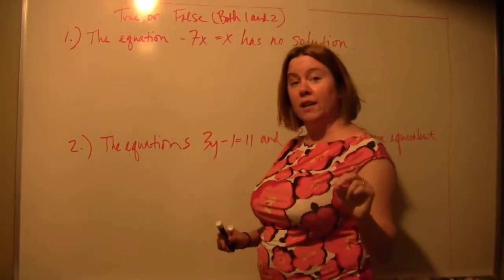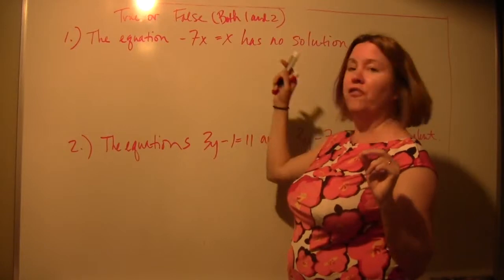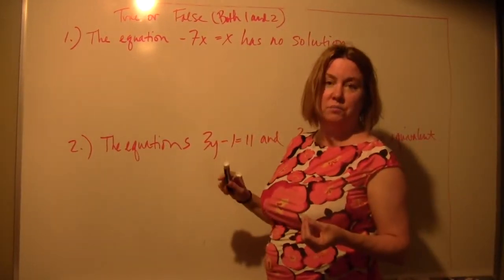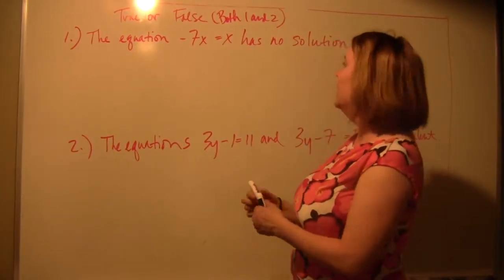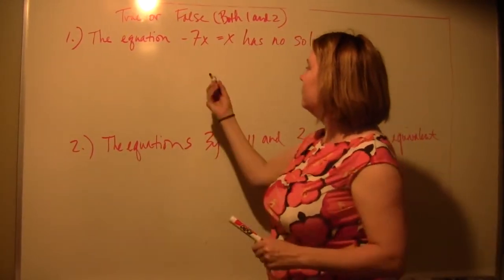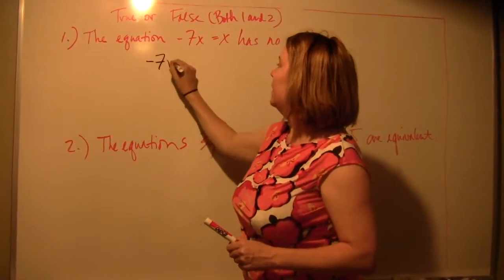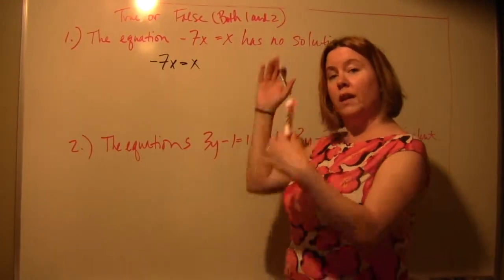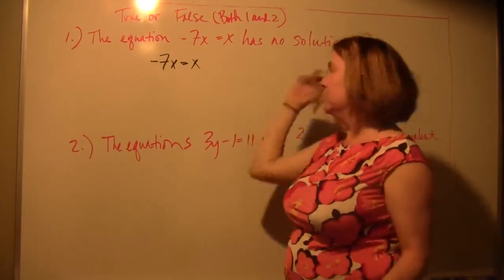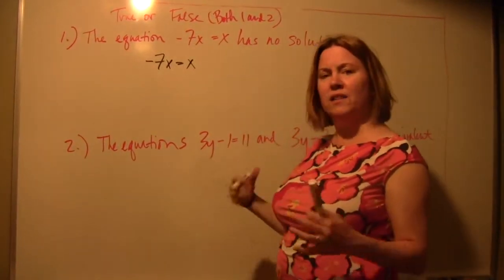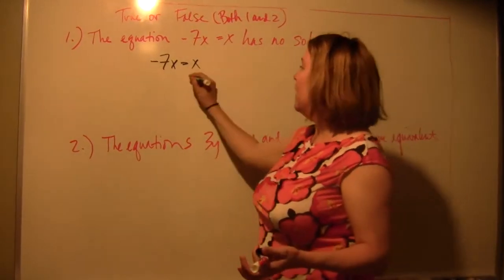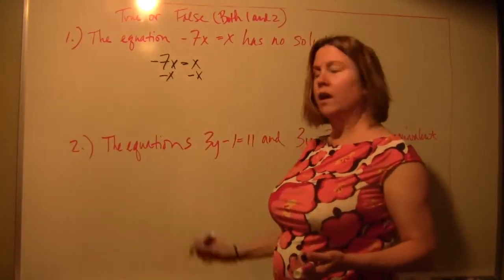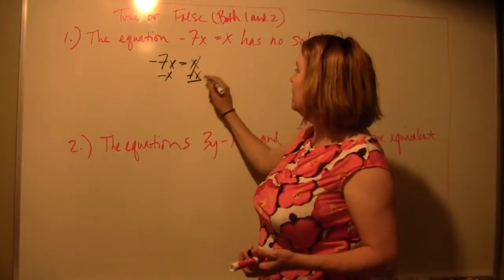So what they're saying is there is not a number for x that will give a true statement for this equation. So let's see. If I write a negative 7x equals x, and let's say I want to get all the x terms on one side like we usually do. Remember, this is like a 1x, but we don't write the 1. So I'm going to subtract an x from both sides. Okay, so that's going to make that go to 0.